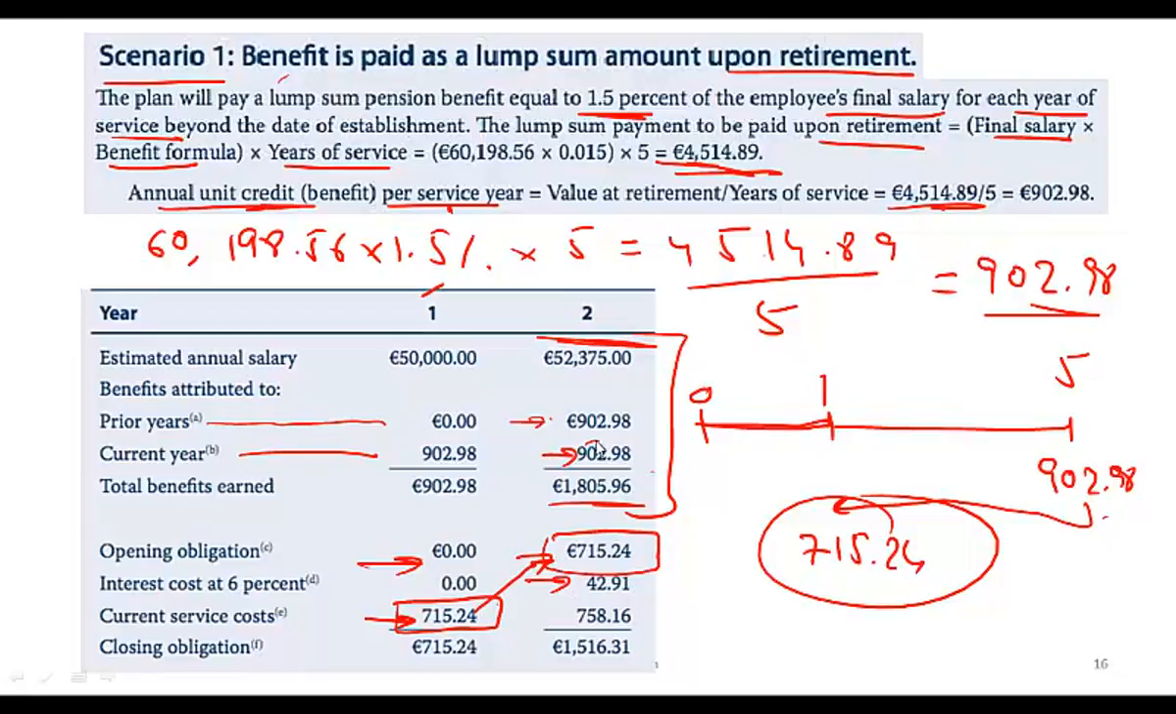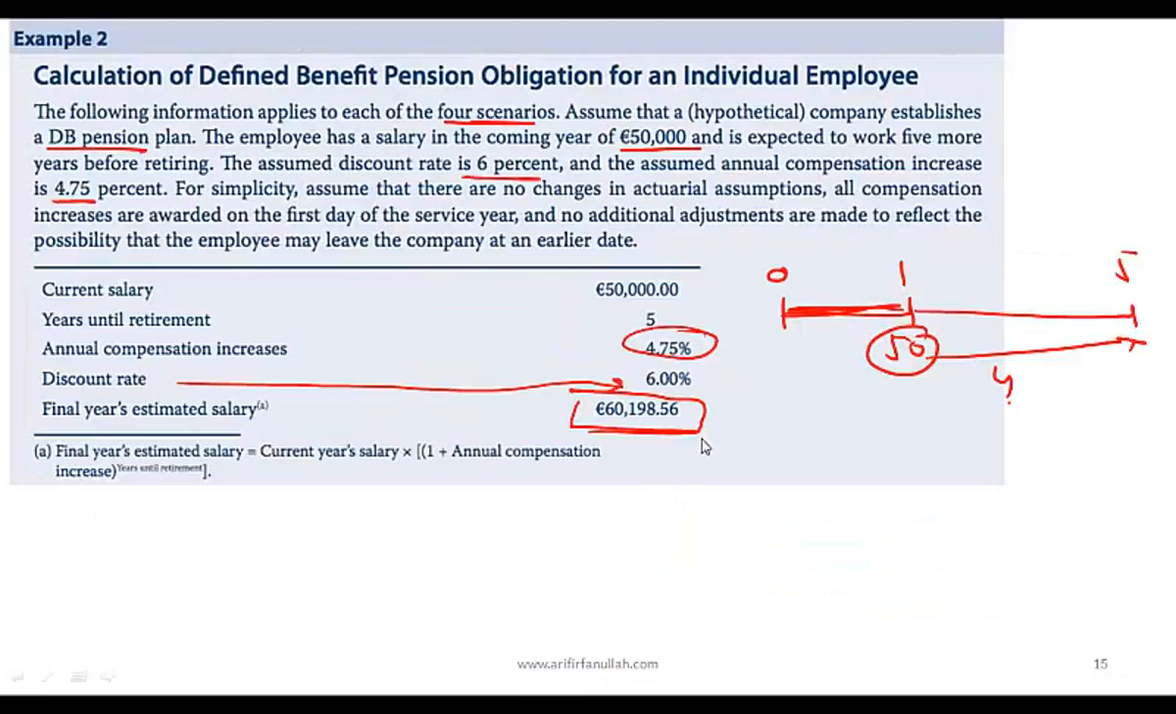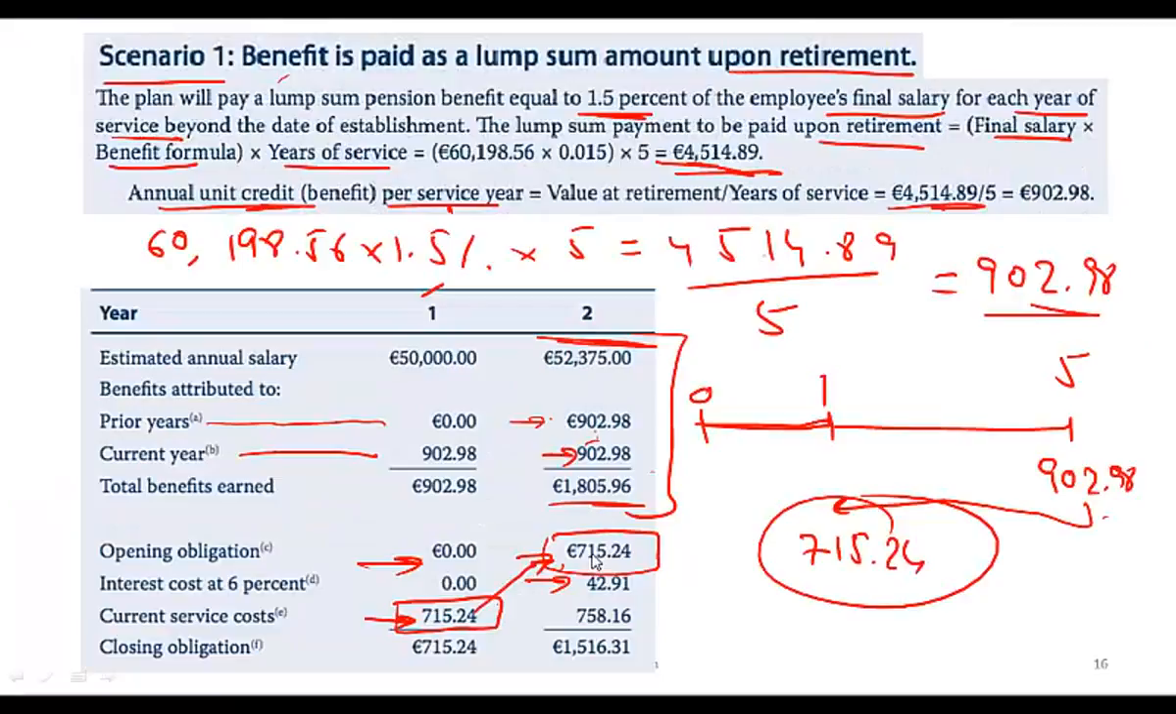Why are we not taking the 902? Because when we are doing our calculations, we are supposed to take the present value. So the future obligation is 902. The present value at the start of the second year is 715. The interest expense is the interest rate of 6%, which was given on the previous slide. This is the interest rate to use of 6%, given in the question. 6% multiplied by 715 should give you 42.91.